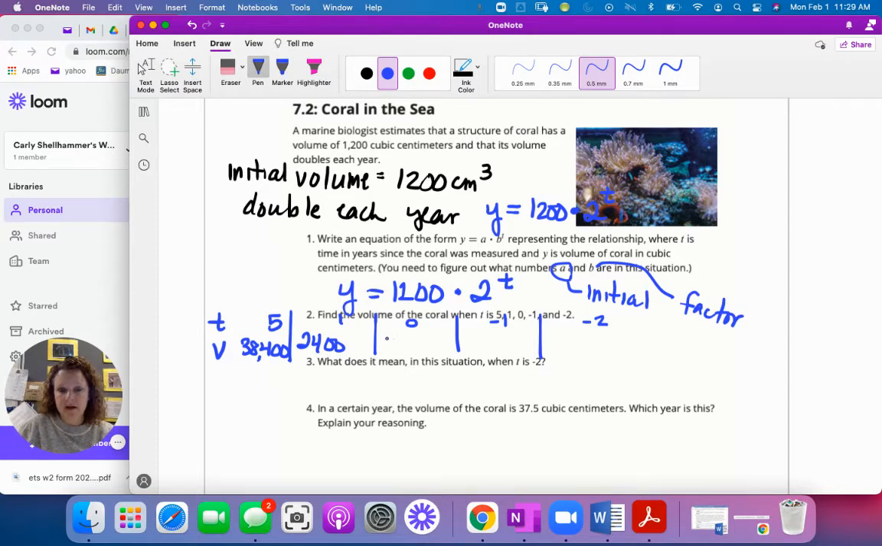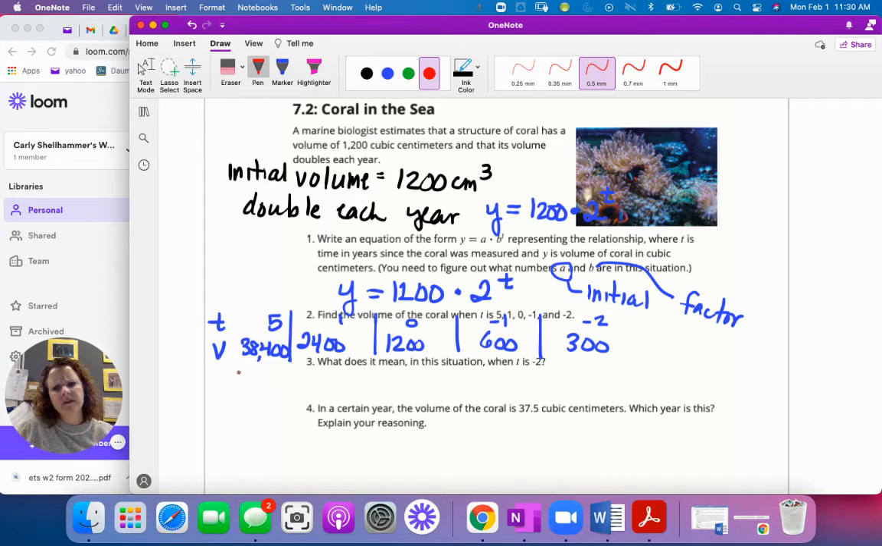t raised to the 0 power. Now t raised to the negative 1. 1,200 times 2 caret negative 1. 600. And 1,200 times 2 raised to the negative 2. 300. And these are all cubic centimeters, right? Okay? Now, what does it mean in this situation when t equals negative 2?